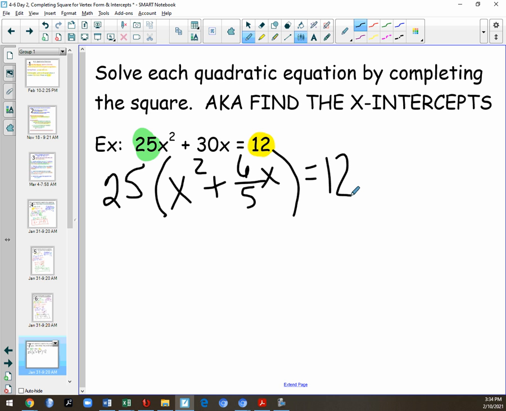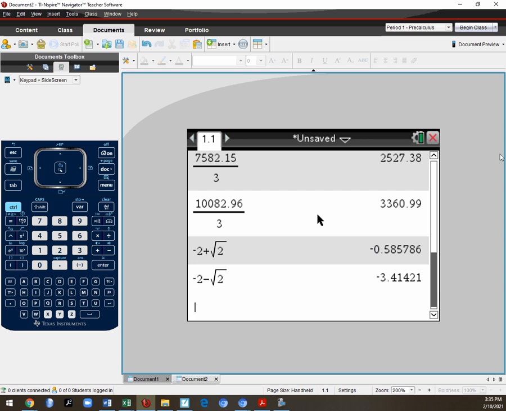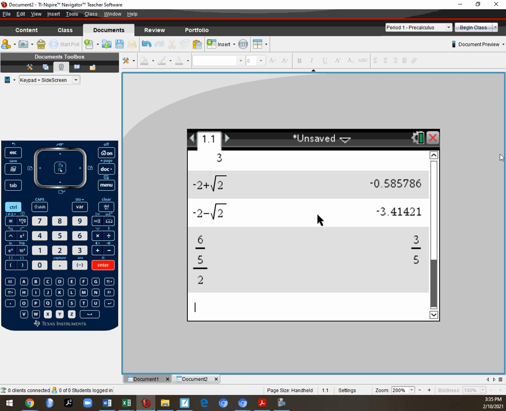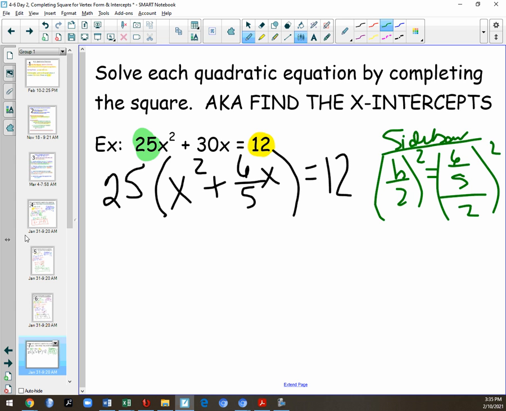Now, you can always use your calculator for that. Now we're going to go ahead and do sidebar. So we're going to take b divided by 2 and square it. My b value is now 6 over 5 divided by 2 squared. Use your calculator because I know you guys are going to mess this up. So that's 3/5, and now I'm going to square that. 3/5 gives us 9/25.